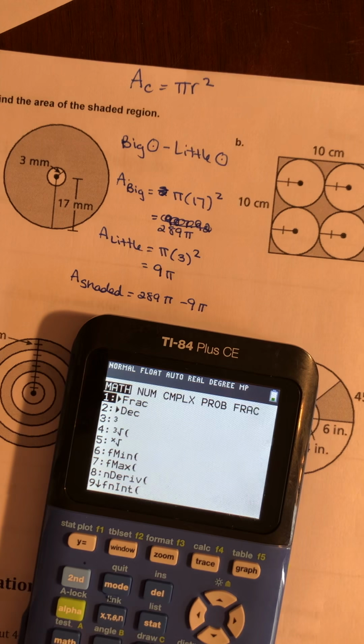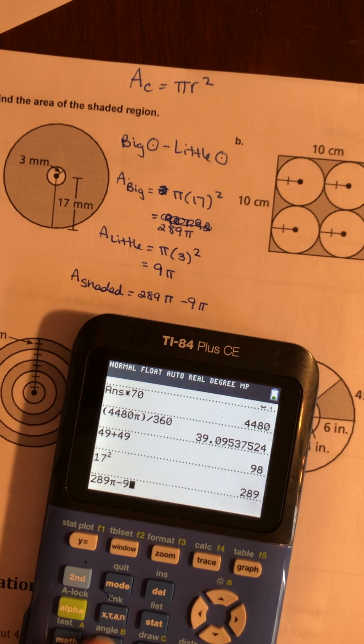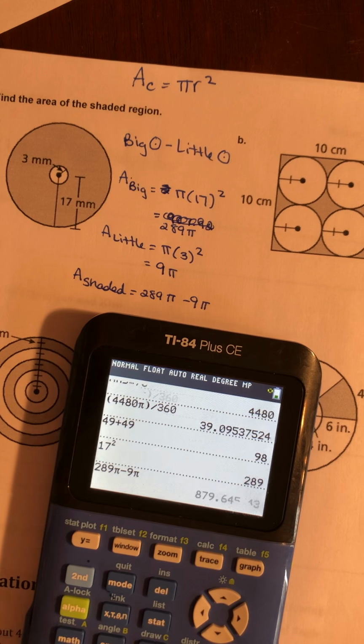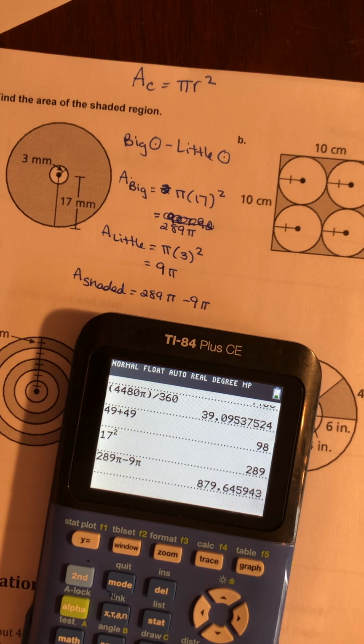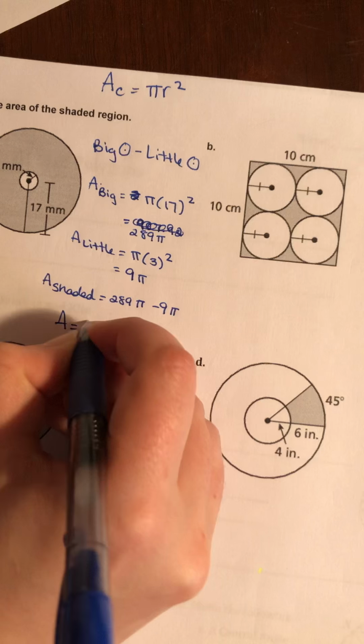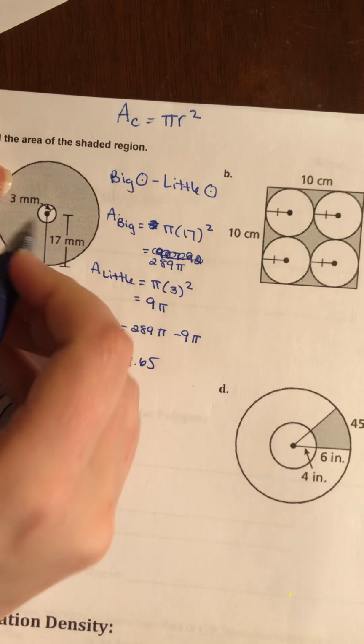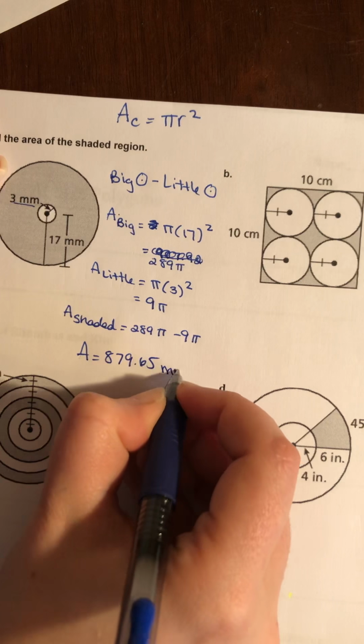289 pi minus 9 pi. So you don't have to type in any decimals, you just get them at the end. So 879.65. And it's going to be in square units, and what are the units? They are millimeters.